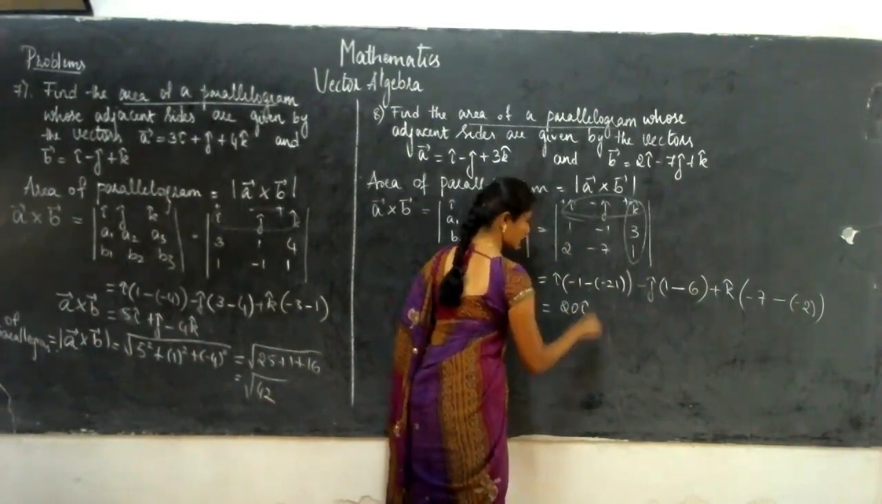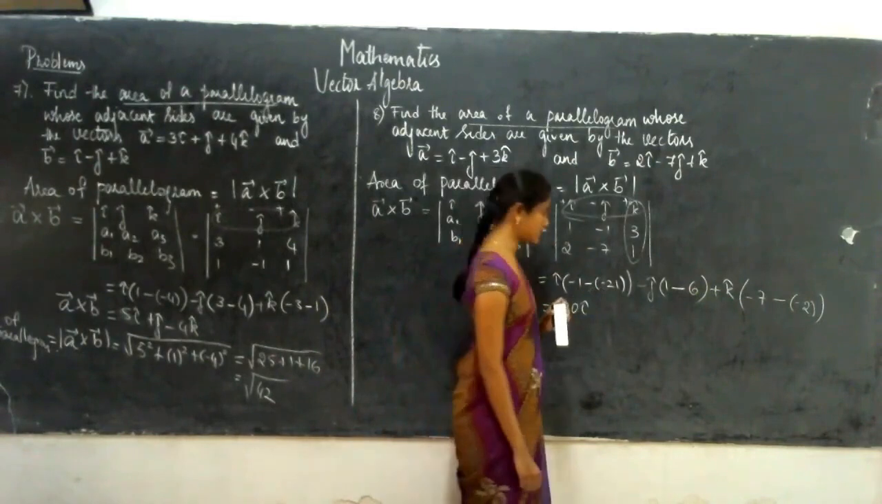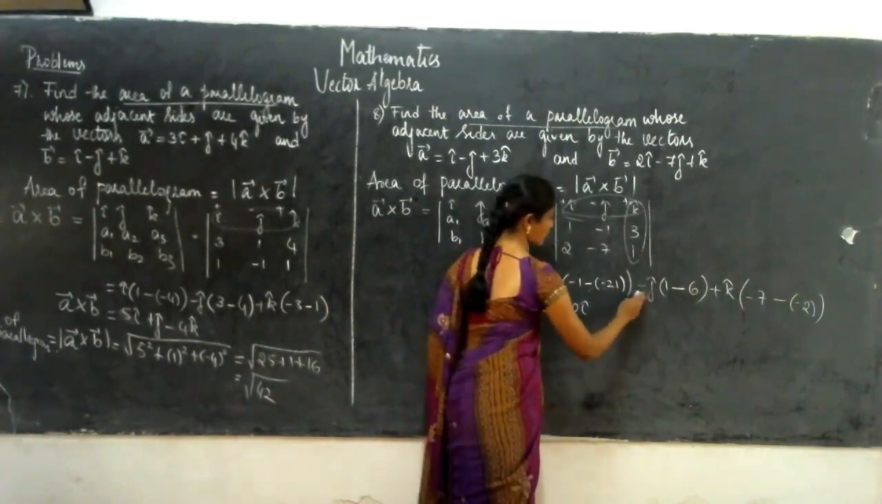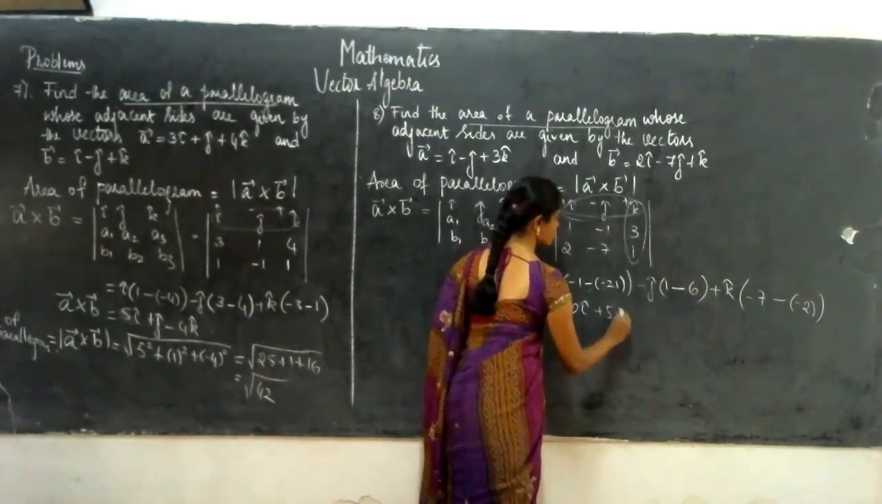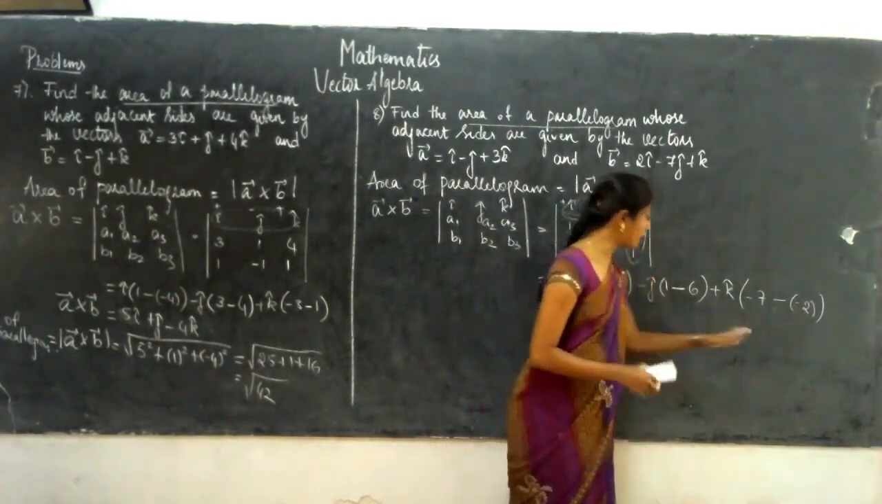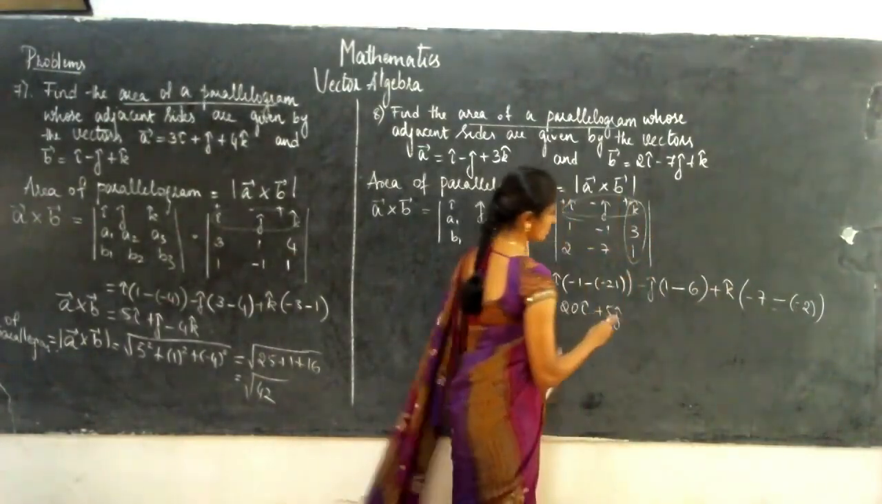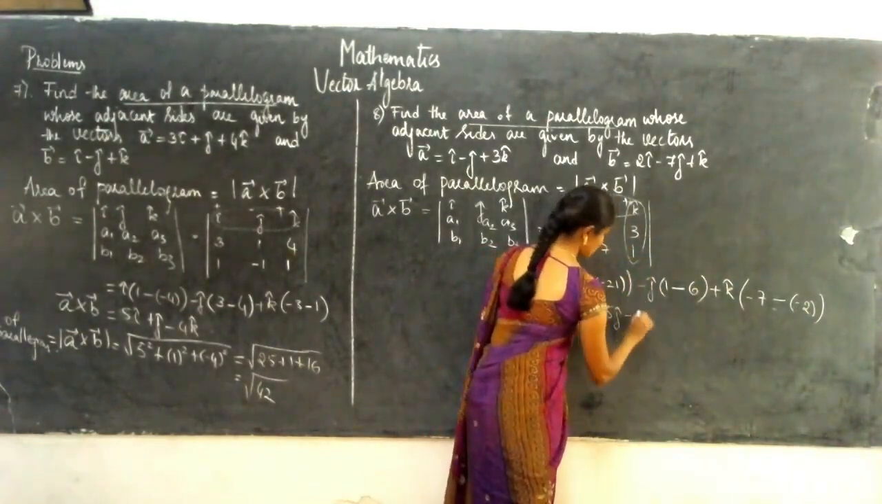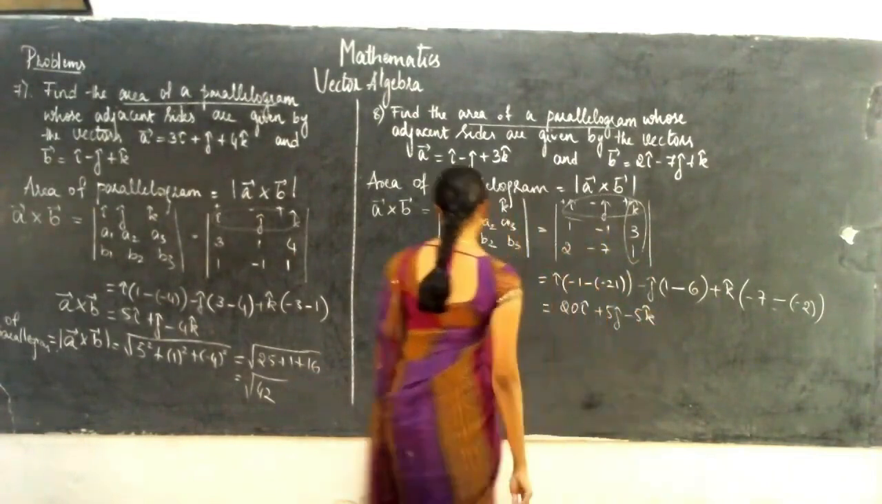So it is 20 I cap. Next you have 1 minus 6, it is minus 5. Minus 5 into minus J, plus 5 J cap. Next we have minus 2, minus, this becomes plus, minus 7 plus 2. So this will be equal to 20 I cap plus 5 J cap minus 5 K cap.